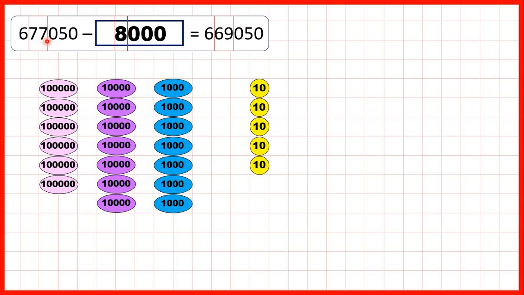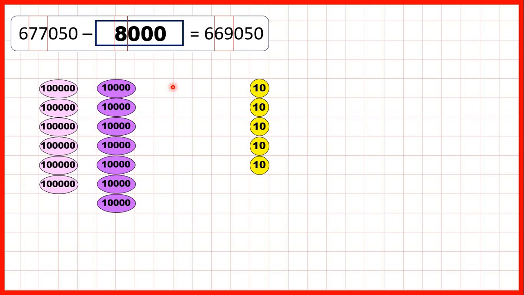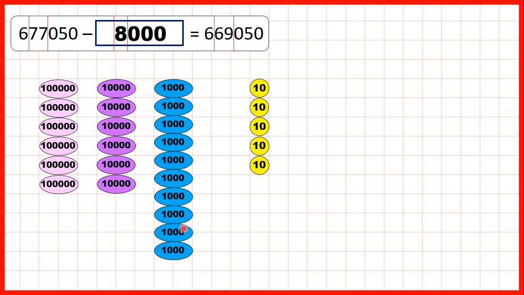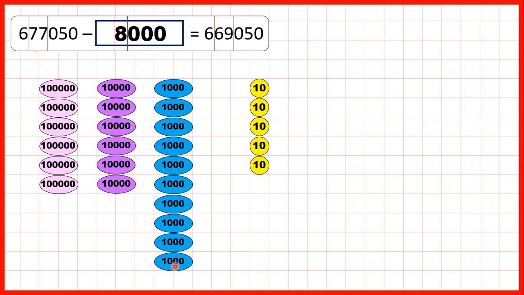Now 677,050 is shown here using place value counters, and we saw that subtracting 8,000 would give us our answer. So we can subtract 1, 2, 3, 4, 5, 6, 7. But then, to subtract an 8th thousand counter, we need to exchange one of our 10,000s for 10 thousand counters. So now we can subtract our 8th thousand, and that means that we now have only 6 10,000s because we needed to use one of them to exchange, and now we have 9 thousand counters.